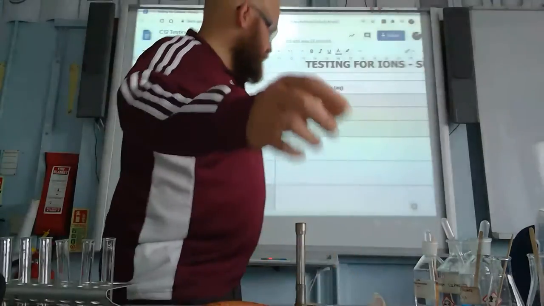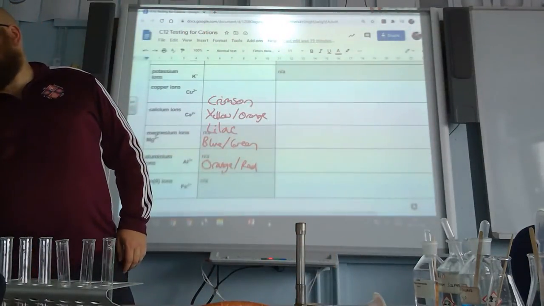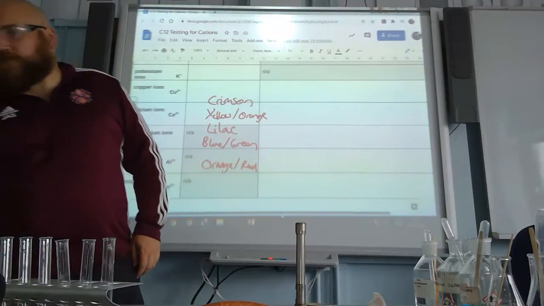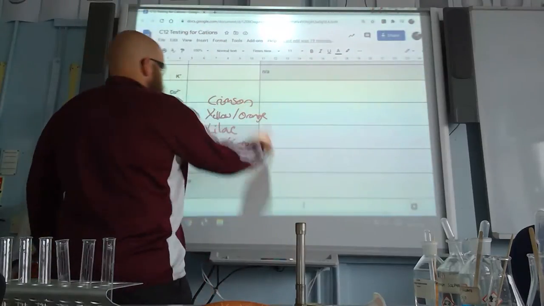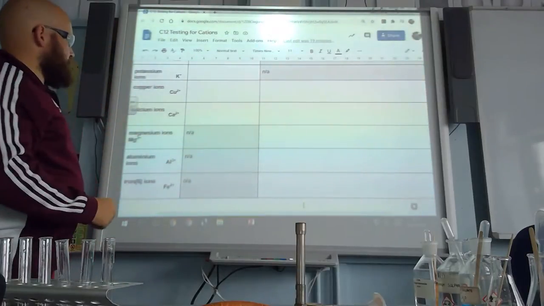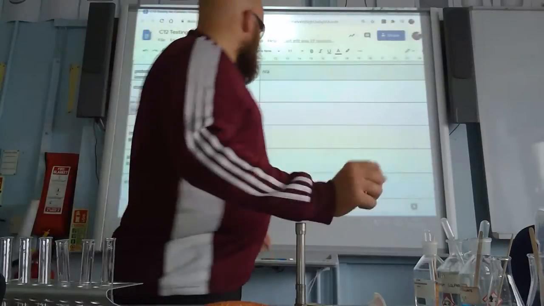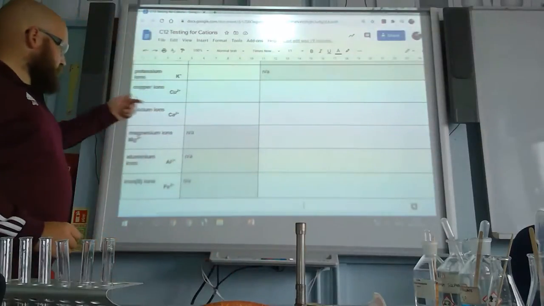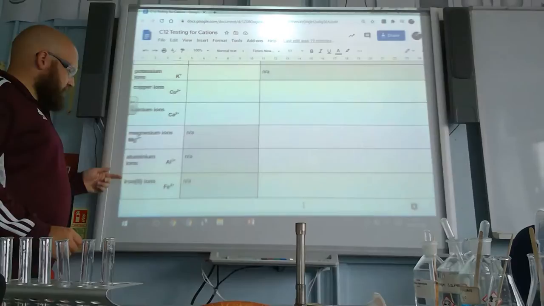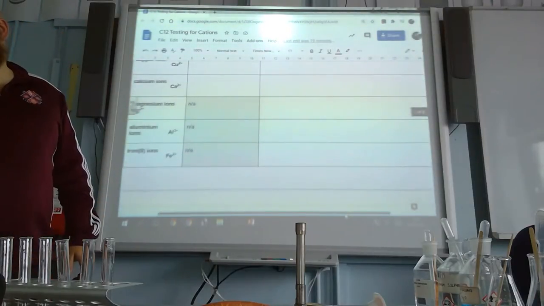So I don't need my Bunsen anymore. Let's scroll down and have a look at the sodium hydroxide test. Okay, so what we're going to do now is we're going to test for copper ions, calcium 2 plus ions, magnesium 2 plus, aluminium 3 plus, iron 2 plus, and iron 3 plus.